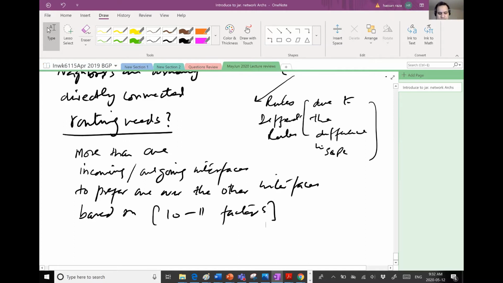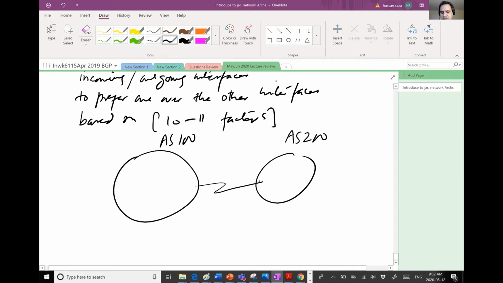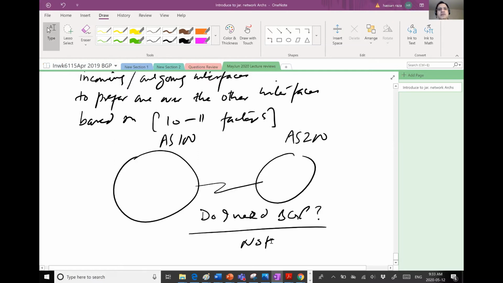Now, if I'm in a situation where I'm AS100, and I'm AS200, and that's the only link I got between us, the question is, do I need BGP or not? I would say not. Why? Because my job is, if I have more than one option, to choose the best option. There's no more than one option, so I don't need it.